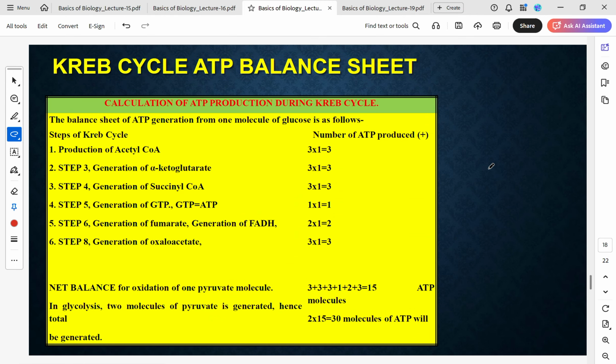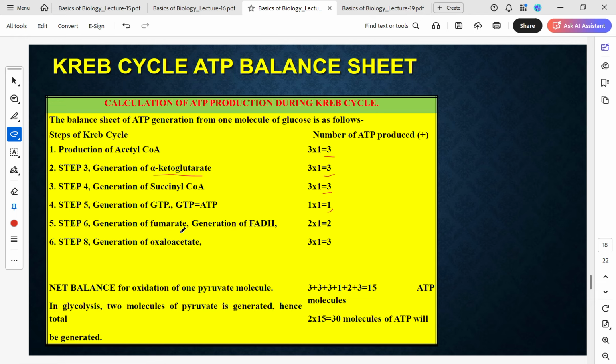So, one molecule of glucose will give rise to 2 molecules of pyruvate. Each molecule of pyruvate will give rise to, in the first step for the production of acetyl coenzyme A, 1 NADH, so 3 ATP produced there. Generation of alpha ketoglutarate, another NADH, so 3 molecules more. Generation of succinyl coenzyme A, another 3 molecules due to 1 molecule of NADH. GTP usually has the same energy levels as ATP, so 1 more molecule of ATP.